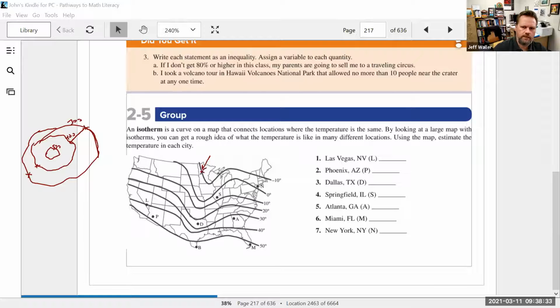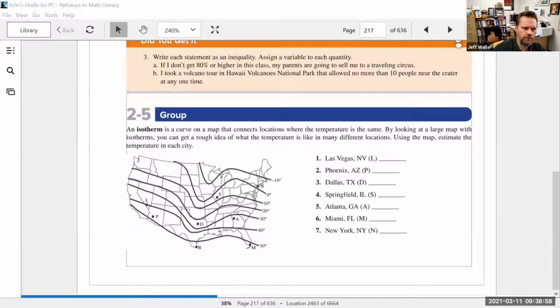-10. Yeah, anything that's on this line is at -10 degrees. So what is the temperature doing between these two lines? Increasing. I like it, from -10 to 0. So what's it say here? Estimate the temperature. Look at Las Vegas. That's going to be an easy one.